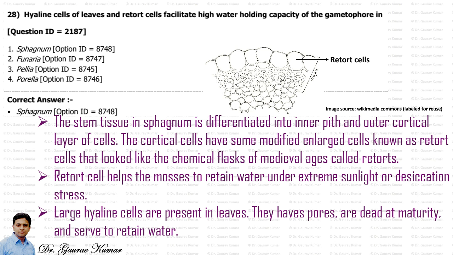The stem tissue in Sphagnum is differentiated into inner pith and outer cortical layer of cells. The cortical cells have some modified large cells known as retort cells that look like the chemical flask of medieval ages called retorts. Retort cells help the mosses to retain water under extreme sunlight or desiccation stress, and the large hyaline cells are present in leaves. They have pores and are dead at maturity and serve to retain water.